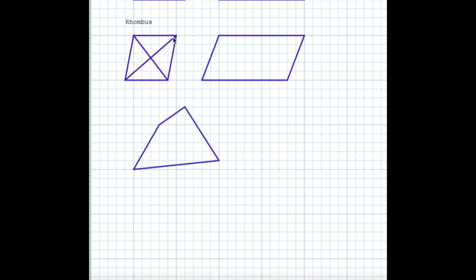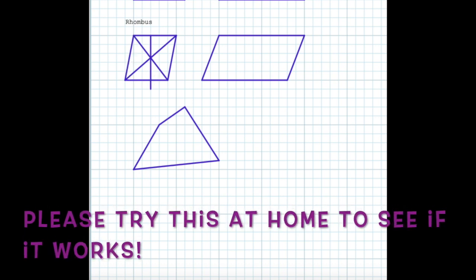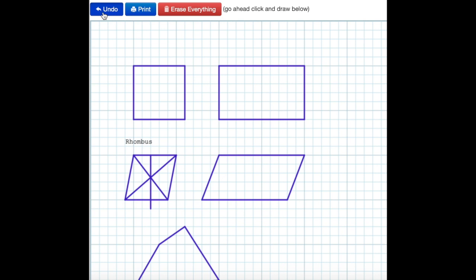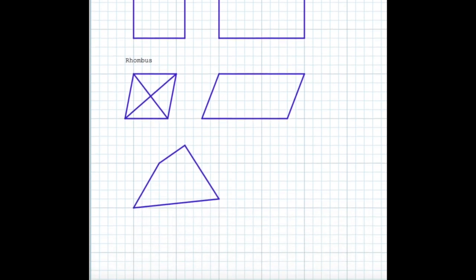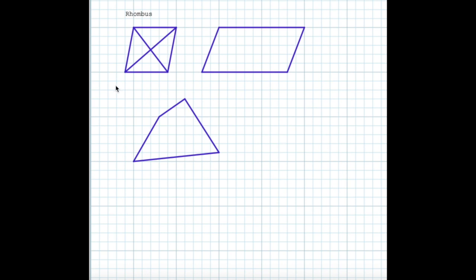If I do this, look at that. There's another perfect fold. Now let's see what happens if I try to, oh, that definitely does not work. Look at that. It's definitely going to be crooked. So we know that a rhombus only has 2 lines of symmetry. It has 2, to be specific, 2 diagonal lines of symmetry.